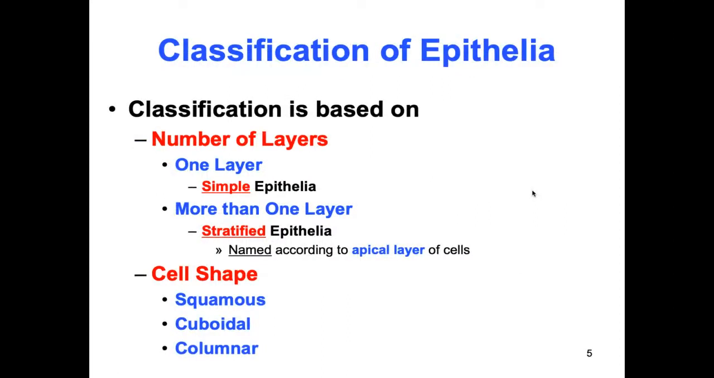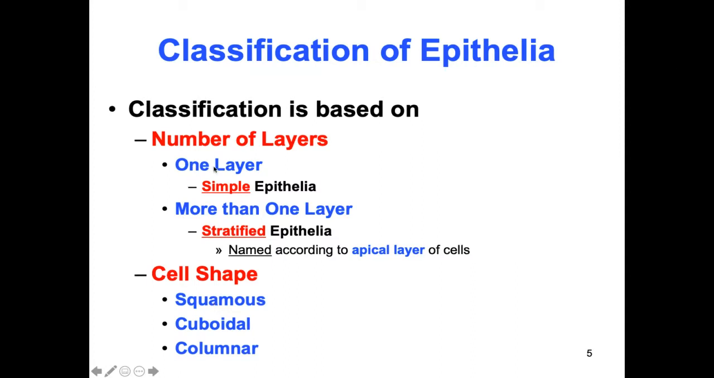Now, how do we name epithelium? This is kind of like a big thing, okay? Because epithelium has many different names, and we have to ask ourselves two main questions. Number one, when we look at it under a microscope, how many layers do we see? Do we see one layer or multiple layers? And what is the shape of the cell?